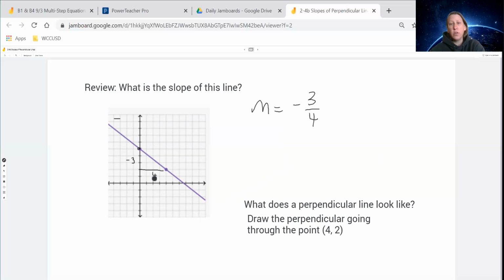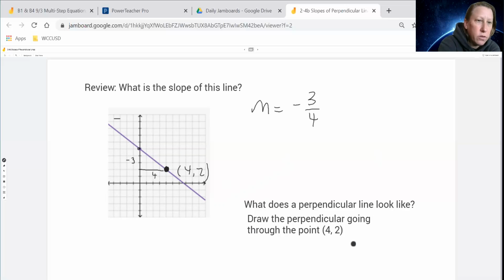Let's look at the slope of a perpendicular. So draw the perpendicular going through the point 4, 2. First thing I'm going to do is go find the point 4, 2. 1, 2, 3, 4, 1, 2. Oh, it happens to be this point. It doesn't have to be this point, but for this problem, it says draw a perpendicular going through this point 4, 2.